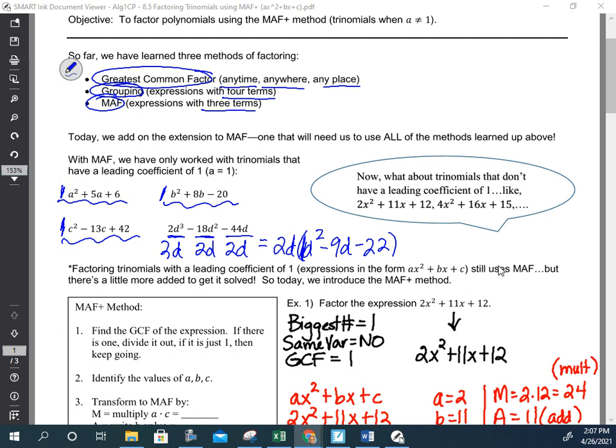What we have not touched is if that number is something other than 1. Like these 2 problems sitting there. 2x squared plus 11x plus 12, 4x squared plus 16x plus 15. It's still 3 terms. But if it doesn't have 1 in front, can we still use MAF? The answer is yes. So we're still going to be using MAF, but in addition to MAF, we're going to be using greatest common factor, and we're going to be using grouping. So this process is a little bit longer because we're using everything that we know.